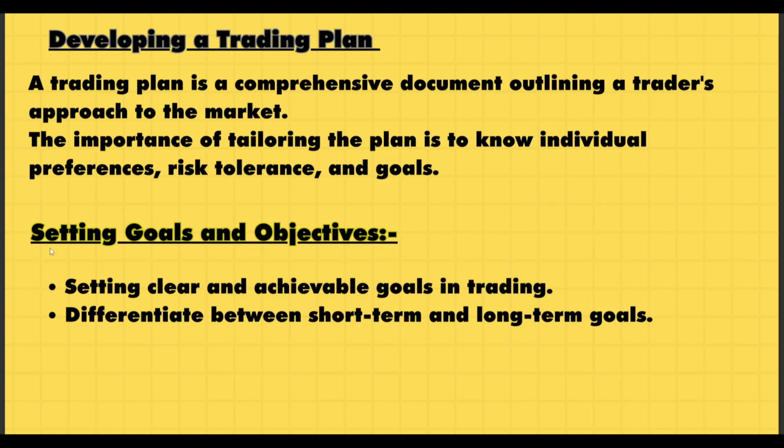And the next is setting goals and other objectives. Setting a clear and achievable goal in trading. Differentiate between short term and long term goals. So basically, you have to set an achievable goal or achievable target. You can't assume to make $10,000 from $100 capital. You have to be logical and set a clear goal in your mind which is logical.